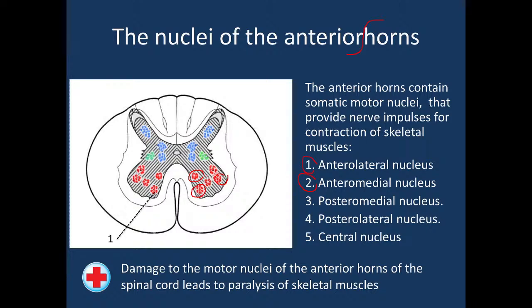Let's see. Sorry, we have animation. It's better. Oh no, this is a mistake. Okay, don't worry. It's a little bit confusing. Actually, this is right. Then the central nucleus is inside the anterior horns. I have to change the numbers.